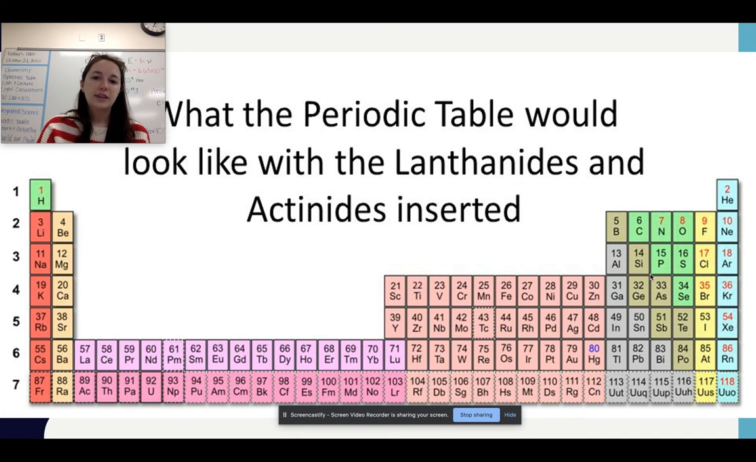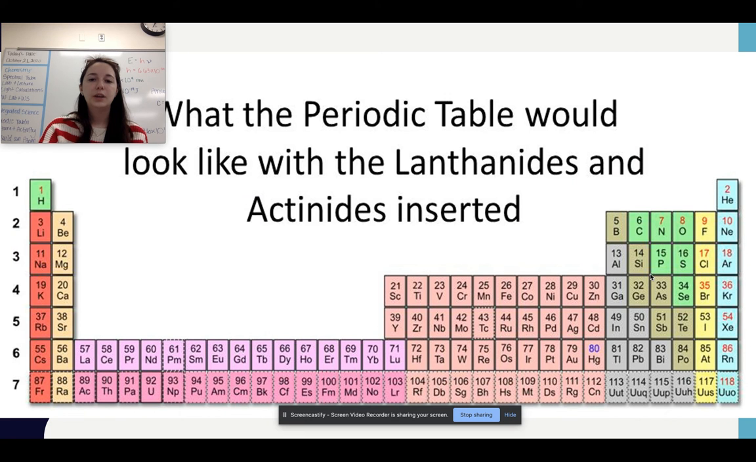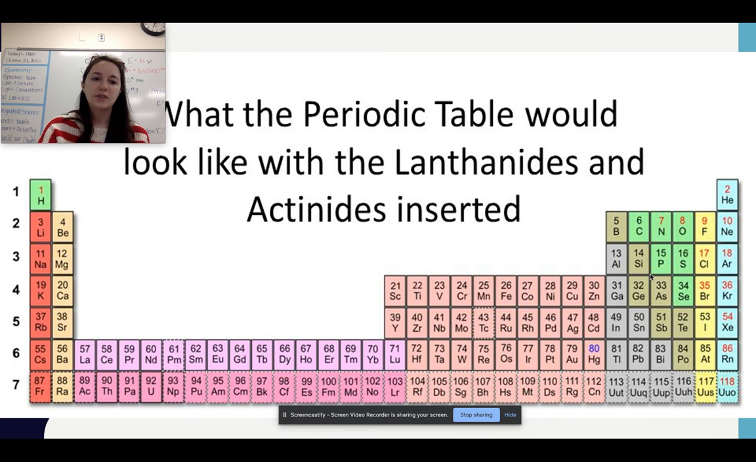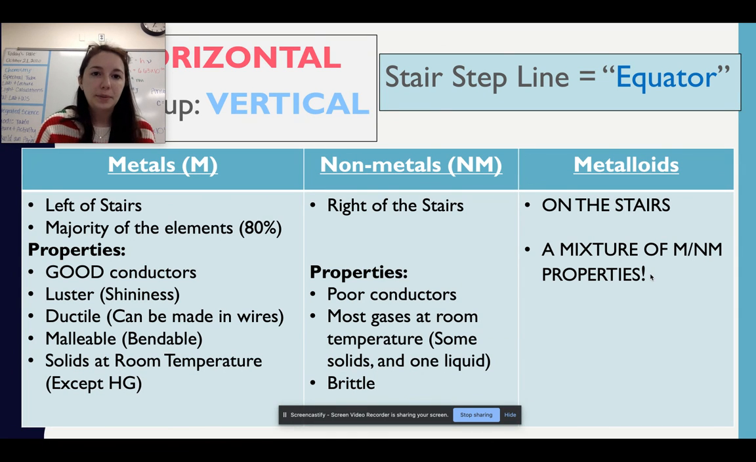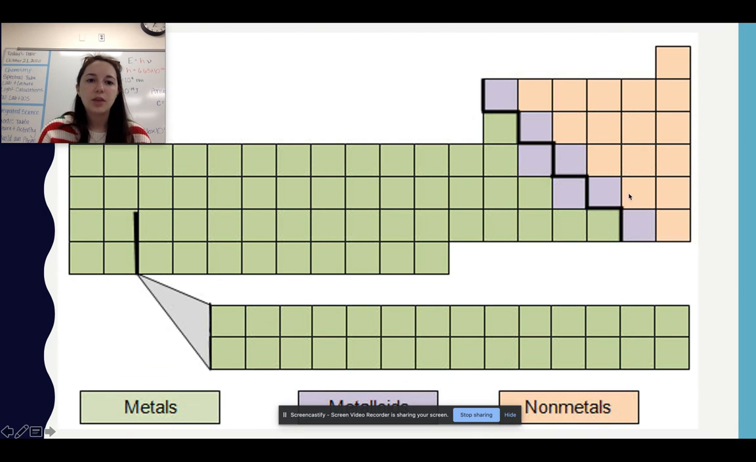Now, lanthanides and actinides, those are what we have on this bottom right there. And if we put them into our periodic table, it would look a little bit like this. It wouldn't fit on a piece of paper, so that's why we kicked them out, because it was a lot more difficult to print out on a piece of paper like this. So that's why they're on the bottom, but they should fit in just like this, which is really crazy. All right, so my period is horizontal, my family and group are vertical, and my stair step is my equator. When I say stair step, I'm talking about this right here.